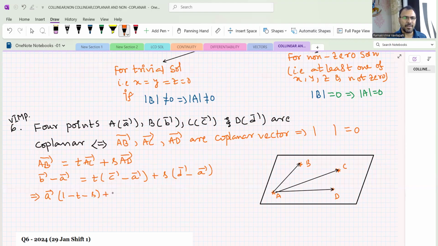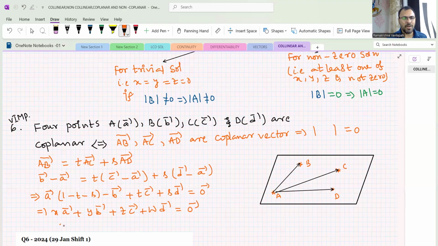Plus B bar vector into, bringing this to this side, minus B bar vector, plus T C bar vector, plus S D bar vector, this is equal to 0. So if I say that this is X A bar vector plus Y B bar vector plus Z C bar vector plus W D bar vector equal to 0 bar.